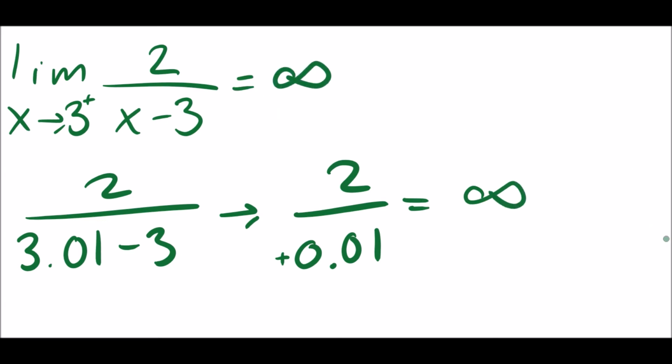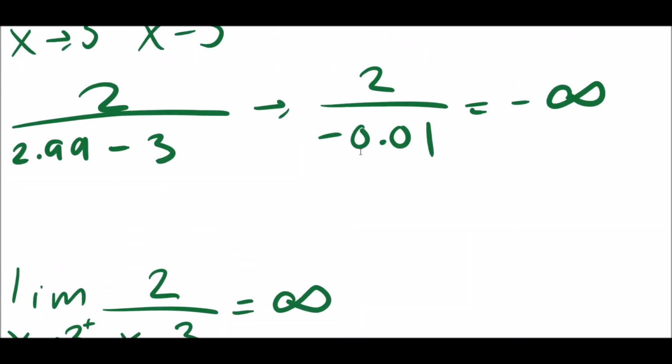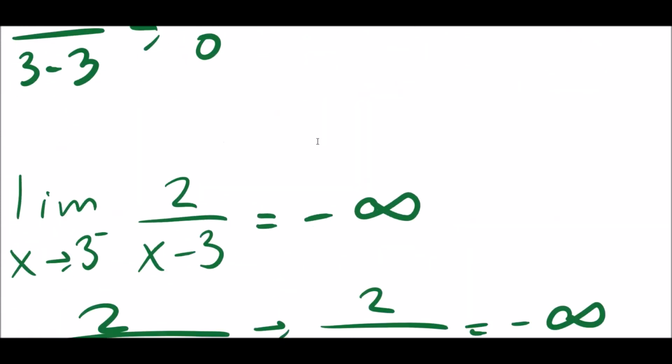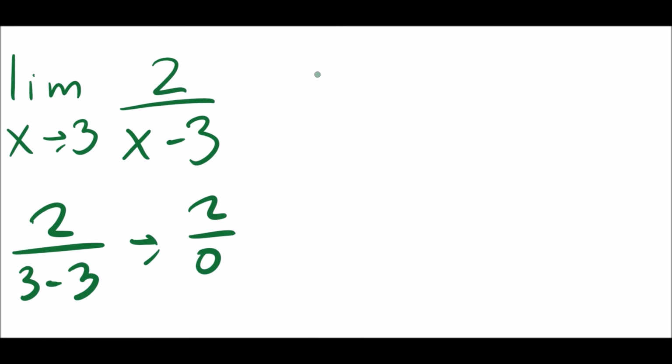So we see that the right side limit is equal to positive infinity. The left side limit is equal to negative infinity. Since they're not equal to each other, well then the limit itself, it does not exist. So that's how you would go about solving one of these problems.